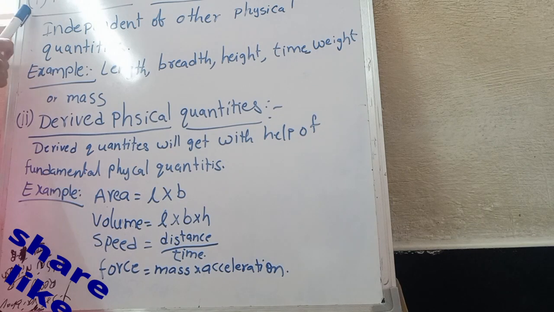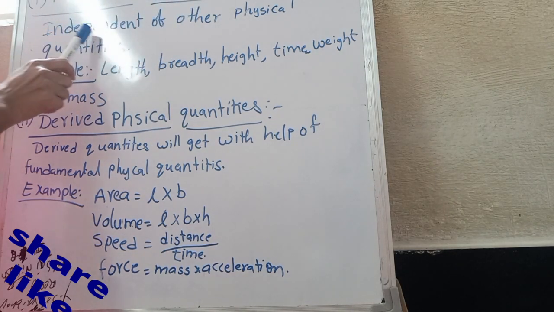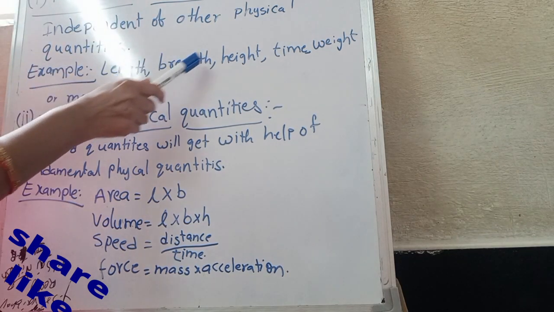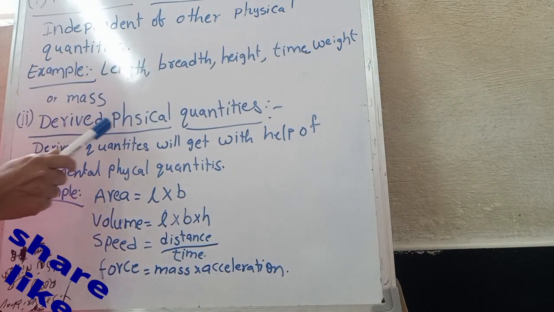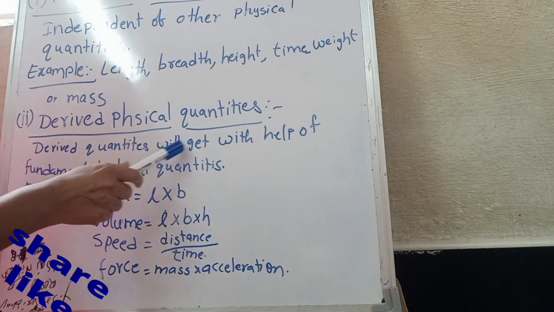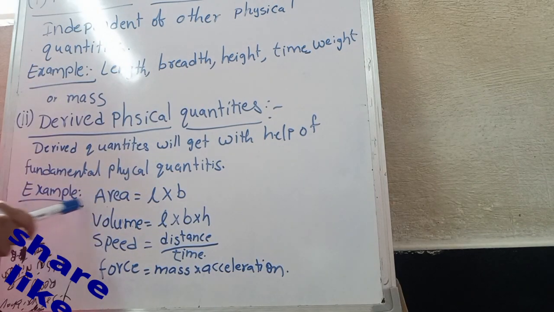So in the physical quantities, there are two types: fundamental quantities and derived quantities. Fundamental physical quantities are those that are independent of the other physical quantities. Examples: length, breadth, height, time, weight or mass. Weight is also called mass. The derived quantities we get with the help of the fundamental physical quantities. For example, area, volume, speed, force.